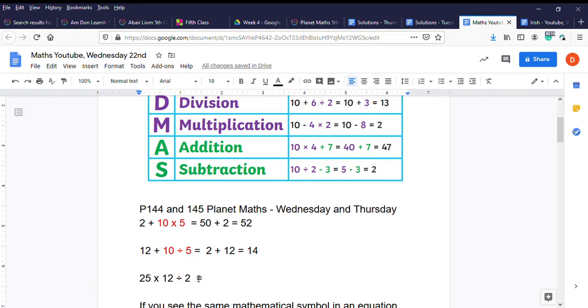Final one here, a little bit more tricky. I haven't color-coded it. 25 by 12 divided by 2. What comes first, division or multiplication? Well, let's have a look up here. Division comes before multiplication. So you solve again the division first. 12 divided by 2 is 6, and then we can multiply by 25. 6 by 25 is 150. Second question you're going to see on 144, fairly straightforward.